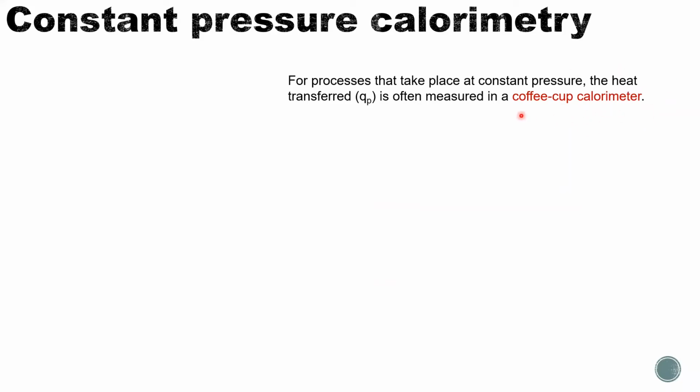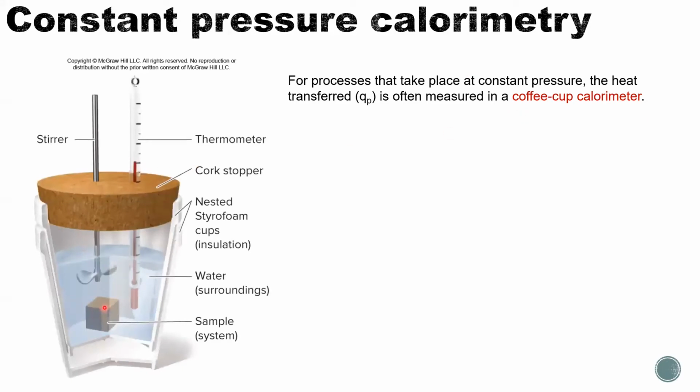Okay, so here is a schematic of what a coffee cup calorimeter looks like. We have two layers of coffee cup, to try to eliminate the heat transfer from inside to the surroundings. In this coffee cup, we have a certain amount of water, a known amount of water. We know the mass of that. Also, we have a plug.